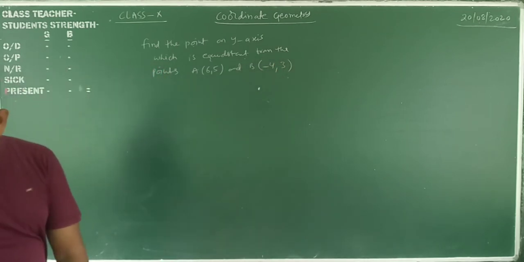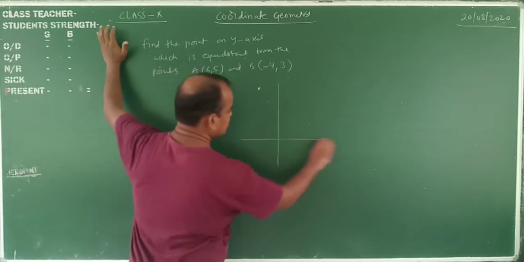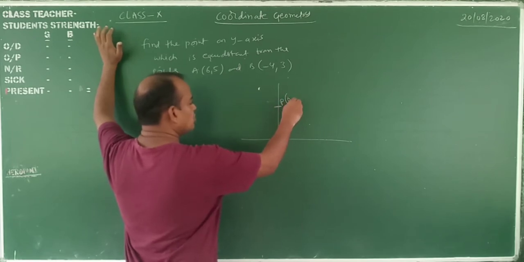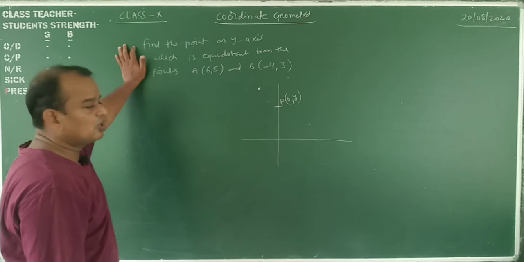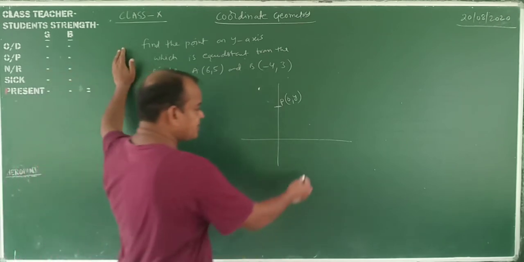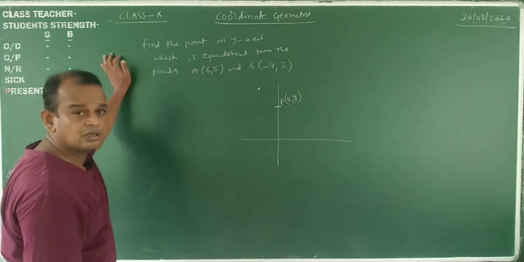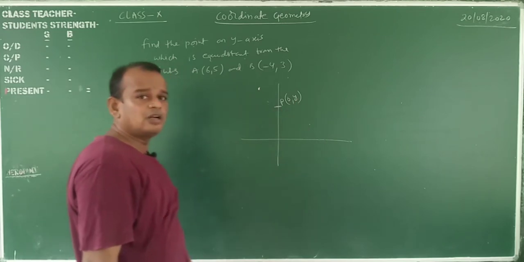Okay, my dear students. Find the point on y-axis. You will take the y-axis. Suppose this is the y-axis. That point is (0, y). Let P(0, y) be any point on the y-axis. A point on the x-axis would be (x, 0), where the y coordinate must be equal to 0.